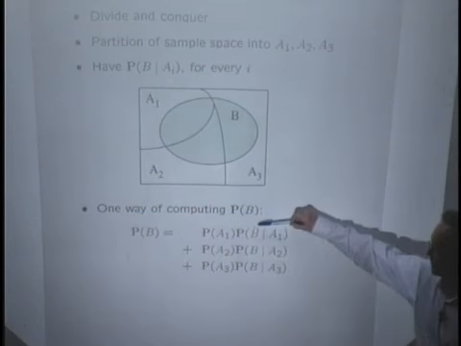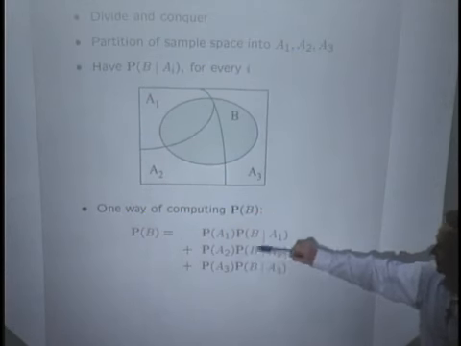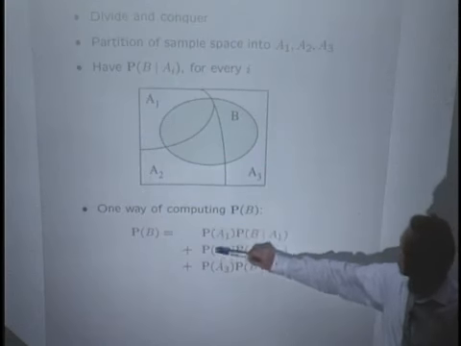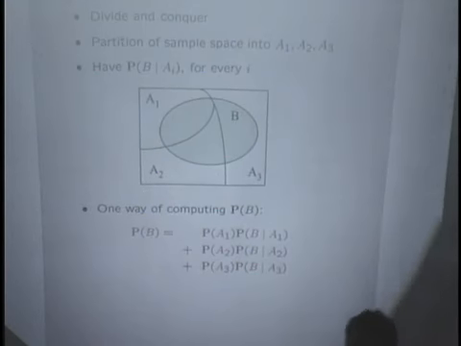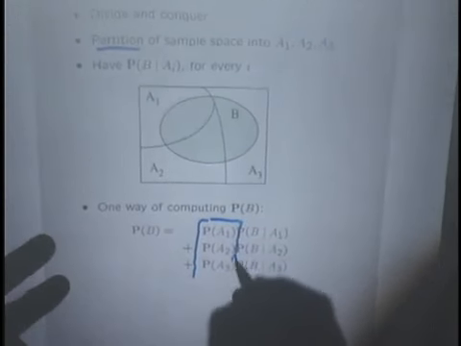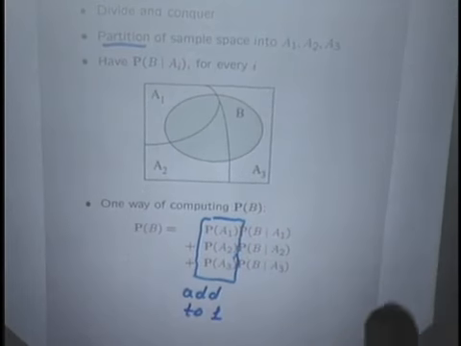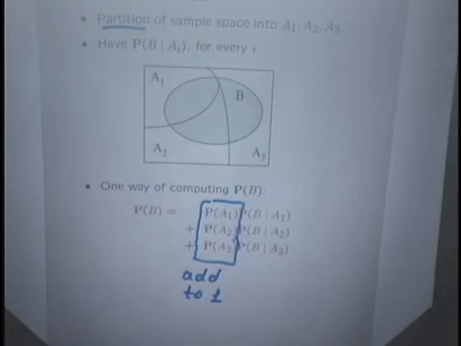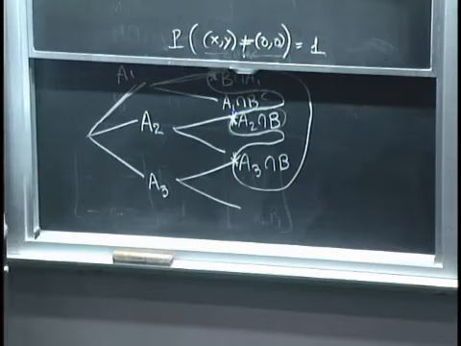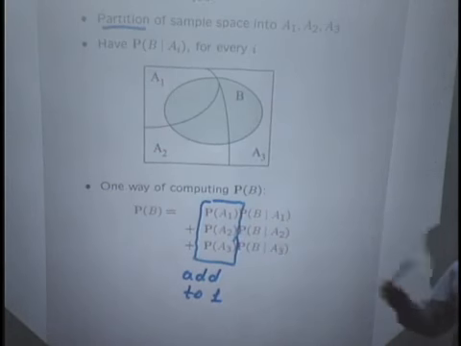Under some scenario, B may be very likely. Under another scenario, it may be very unlikely. We take all these into account and weigh them according to the likelihood of the scenarios. Now notice that since A1, A2, and A3 form a partition, these three probabilities have what property? Add to what? They add to 1, right? So it's the probability of this branch plus this branch plus this branch. So what we have here is a weighted average of the probabilities of the B's in the different worlds or in the different scenarios.